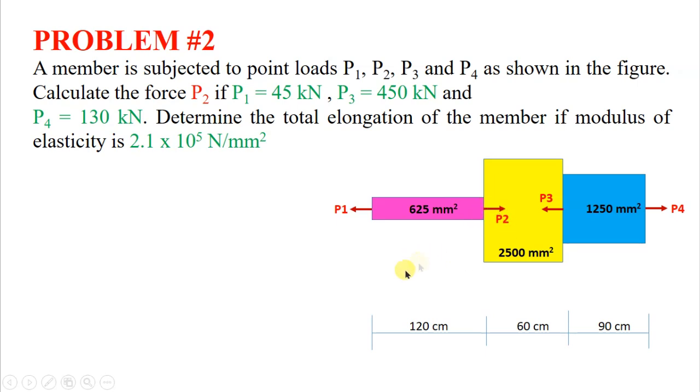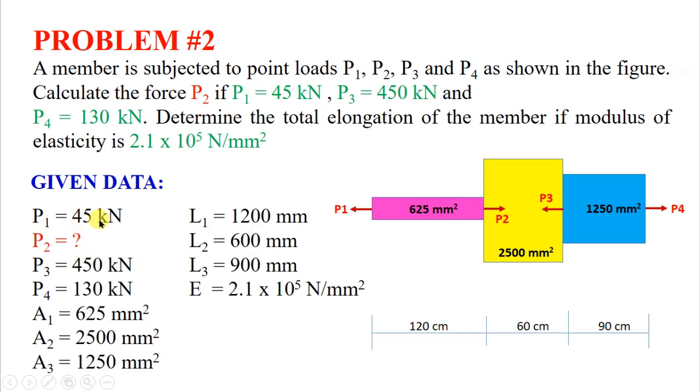Let's check what the given data are. P1 is equal to 45 kilonewton, P2 is unknown, we have to find it. P3 is equal to 450 kilonewton, P4 is equal to 130 kilonewton. Here these loads are not converted because it will be easy to put them as they are in the diagram to explain. While expanding this we will convert it into Newton.